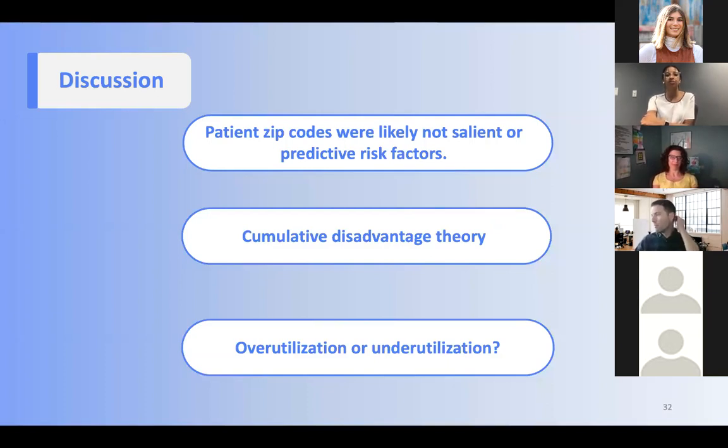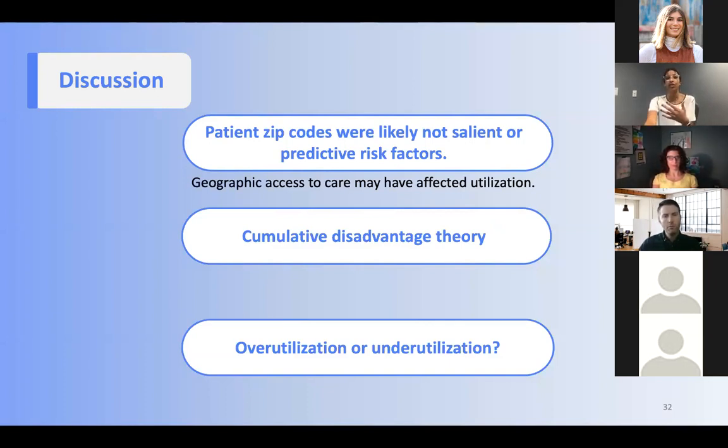So just a bit of discussion. The first thing is that patient zip codes were likely not salient or predictive risk factors. Geographic access to care may have really affected utilization. High-risk patients had the overall highest rate of utilization for this category, but since many high-risk zip codes were located in urban areas with high densities of hospitals, these rates may have resulted from easy and local access to care. Inversely, low-risk zip codes were more rural and farther away from hospitals, and a low rate of visits in the referent group would also explain the results.